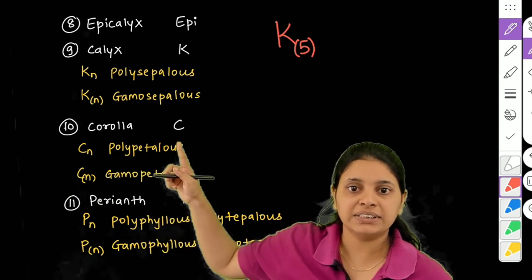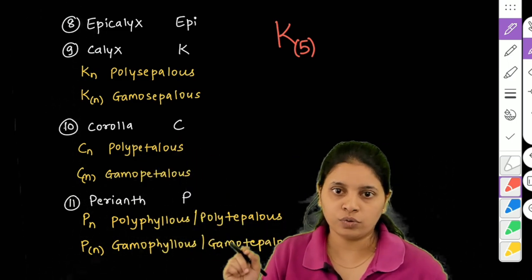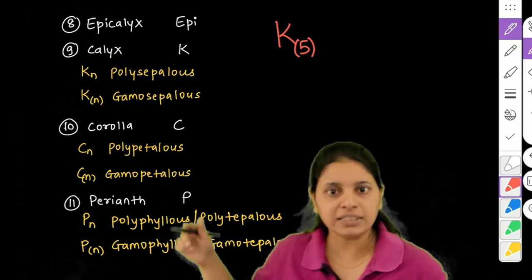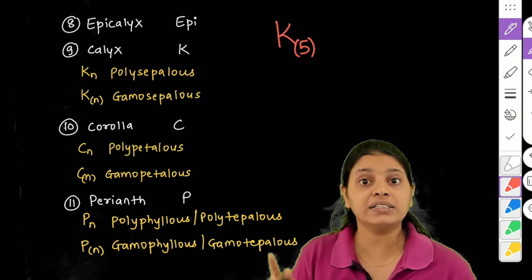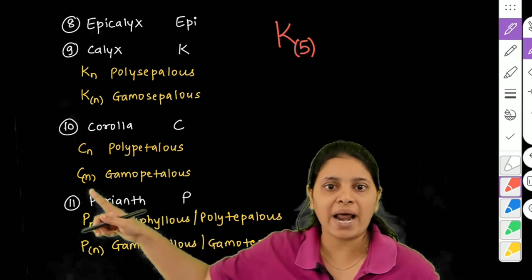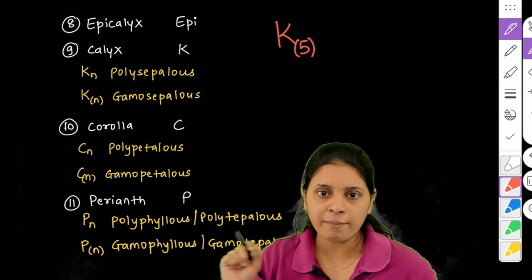Corolla is represented by the letter C. Its basic unit is petal. So, simple. If petals are free, that is polypetalous, we write it like this, Cn. And if the petals are fused, then we put a bracket around the number. And the condition is gamopetalous.